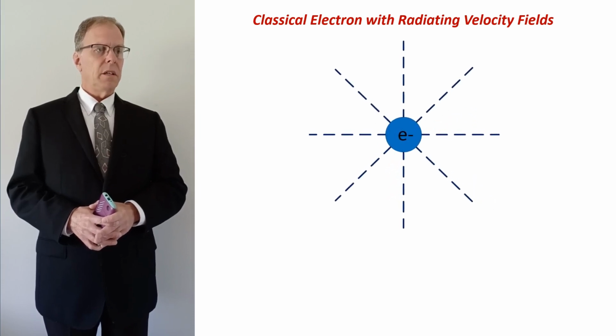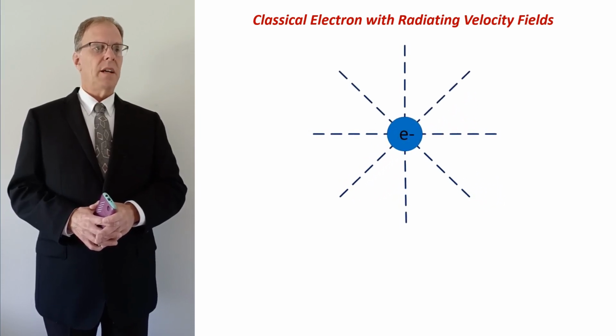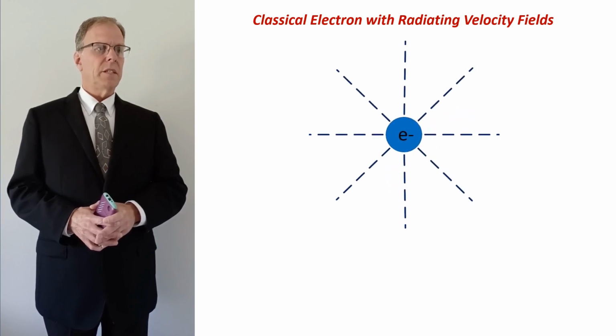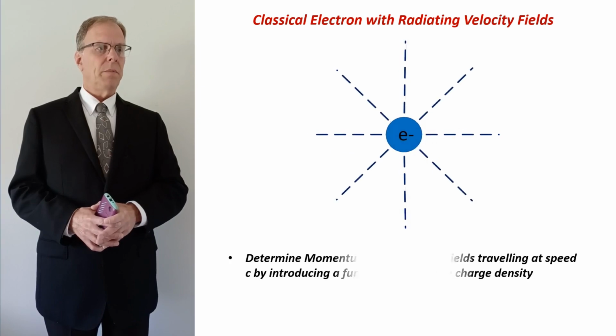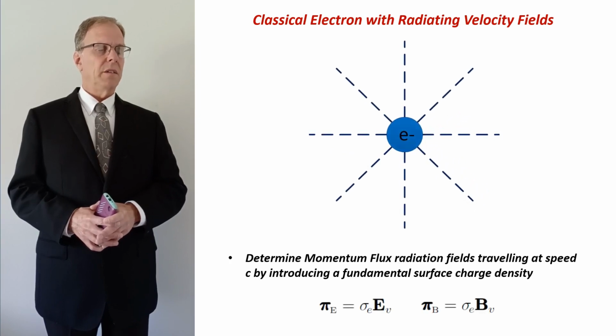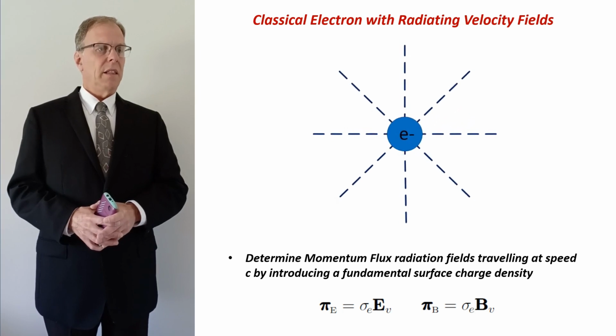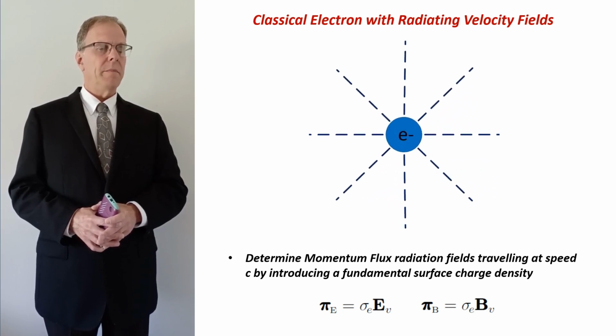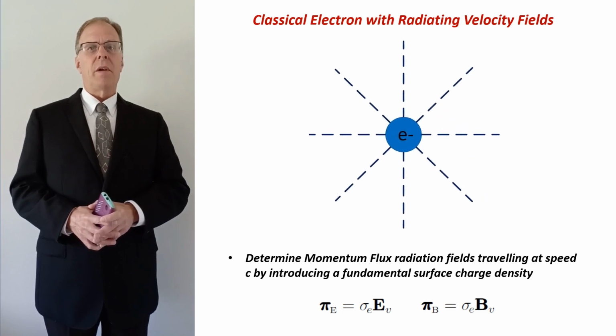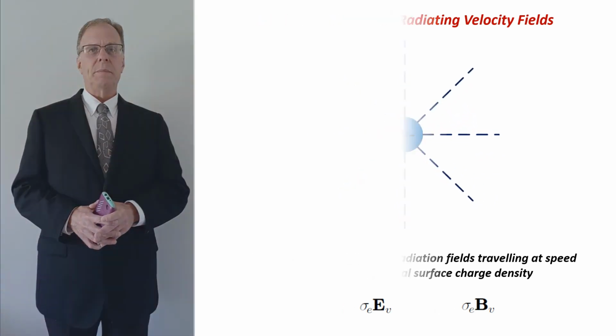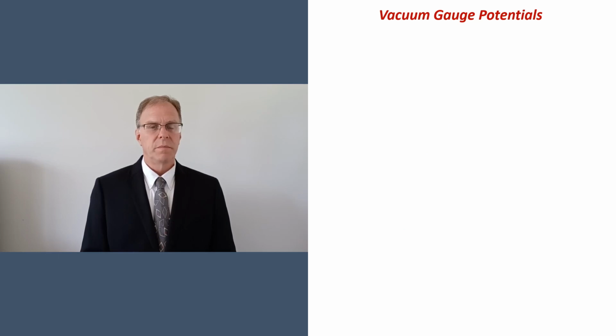Let's suppose this electron moves at constant velocity relative to some arbitrary frame. Momentum flux fields follow simply by multiplying the conventional velocity fields E and B by a fundamental surface charge density, leading to new fields we will call pi sub E and pi sub B. And just like that, we have a brand new classical electron. Our stated goal is to build a Lagrangian density for this particle.